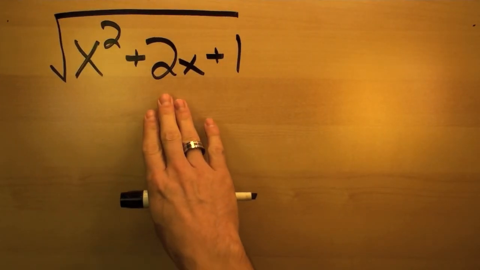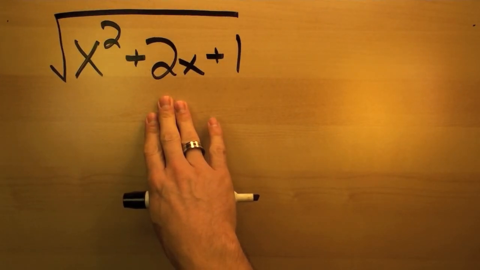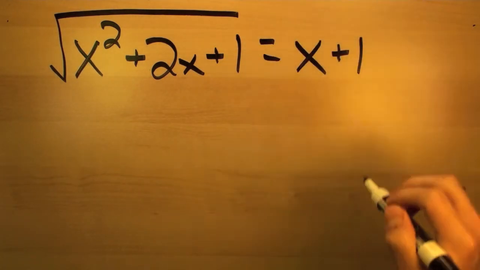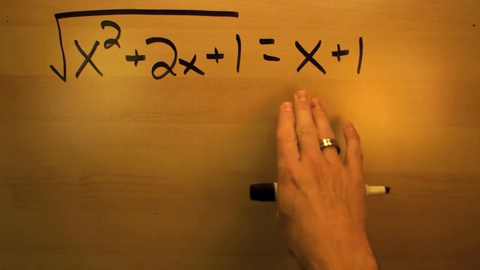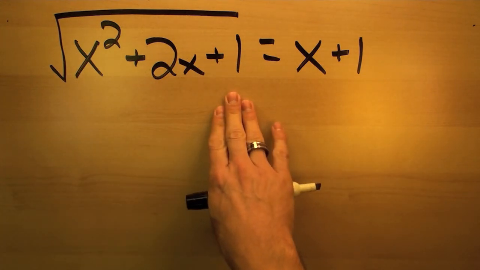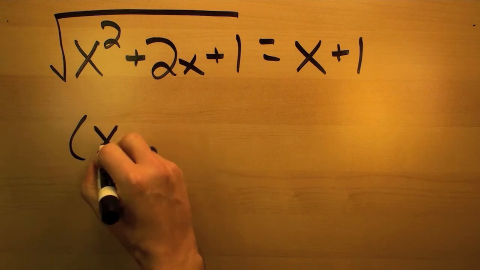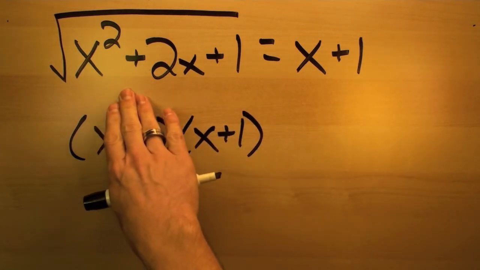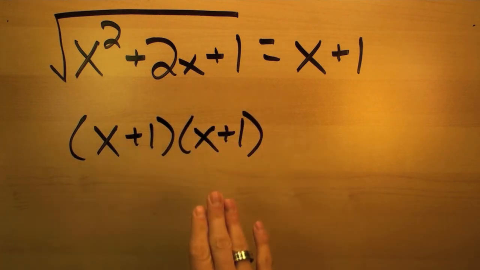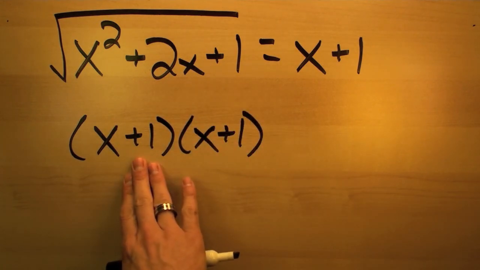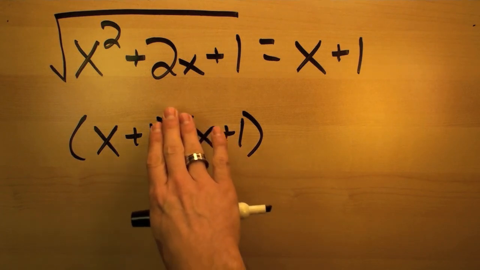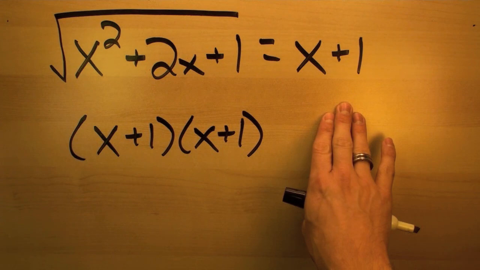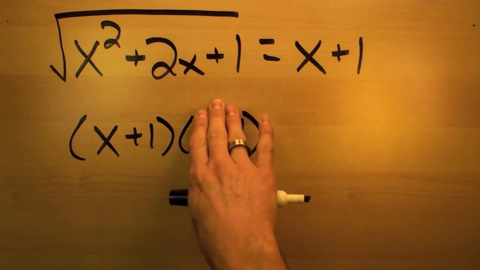Here we find ourselves taking the square root of a polynomial, and this is not too bad either. The answer ends up being x plus 1. How do we know that the answer is x plus 1? Well, if we factor x squared plus 2x plus 1, we get x plus 1 times x plus 1, which equals x squared plus 2x plus 1. Therefore, x plus 1 is the thing that you multiply by itself to get x squared plus 2x plus 1. Therefore, x plus 1 is the square root of x squared plus 2x plus 1.